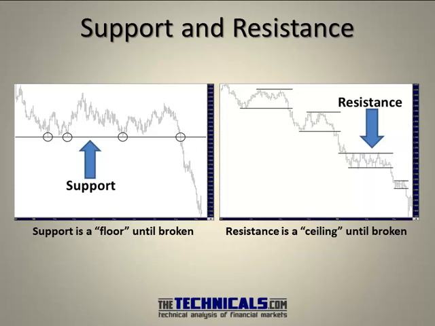Here are some examples of support and resistance. As we can see here, we see that support is a floor until broken. So we see a bounce right here, then here again, then here again, and then finally this support is broken to the downside and price follows through to the downside from there. So that is support as a floor until broken.